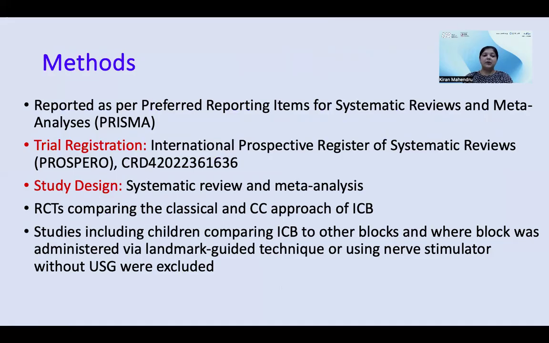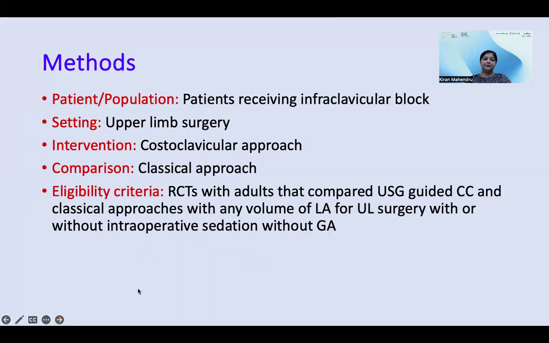The article is reported as per the preferred reporting items for systematic review and meta-analysis. The trial is registered with PROSPERO, and it is a systematic review and meta-analysis with RCTs comparing the classical and the costoclavicular approach for the infraclavicular brachial plexus block. Studies which included children, compared infraclavicular brachial plexus block to other blocks, or where blocks were administered via landmark-guided technique or using a nerve stimulator without ultrasound were excluded.